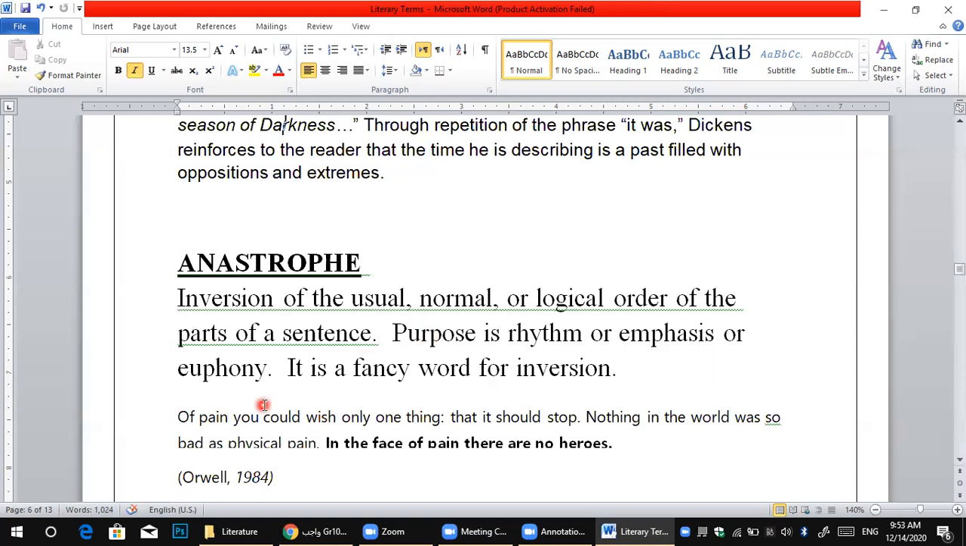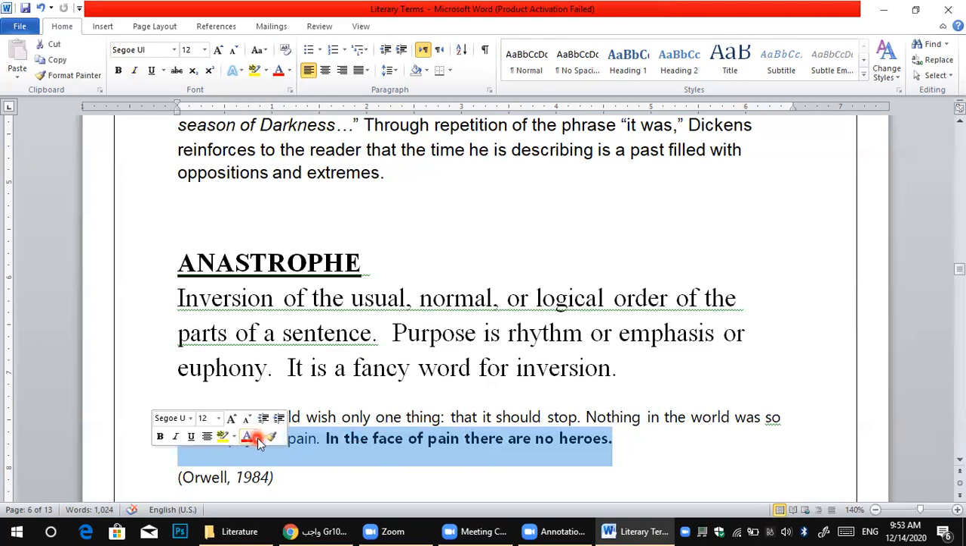Anastrophe here is when I say, for example, of pain, you could wish only one thing. One thing you wish to happen, that it should stop. Stop what? Stop pain. Okay, nothing in the world was so bad as physical pain. The worst or the most difficult point in the world is physical pain.